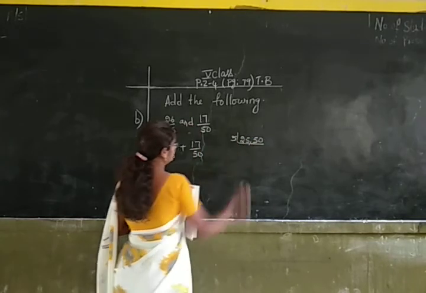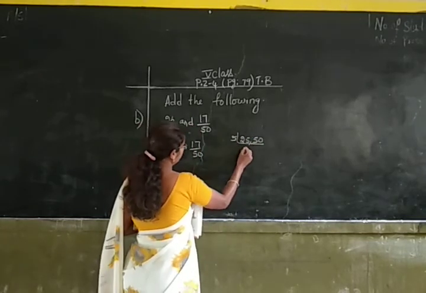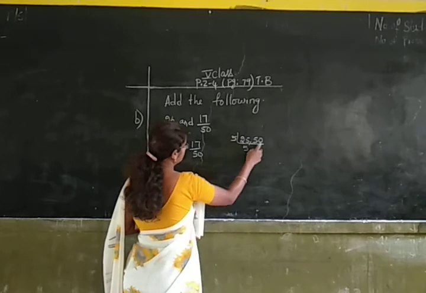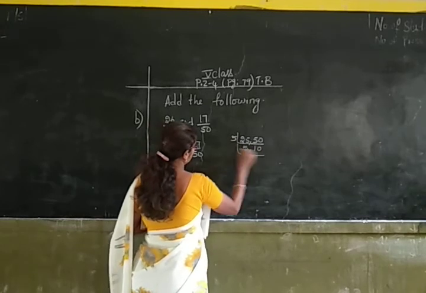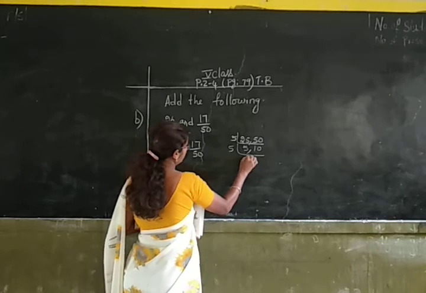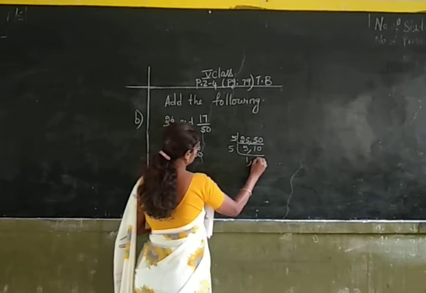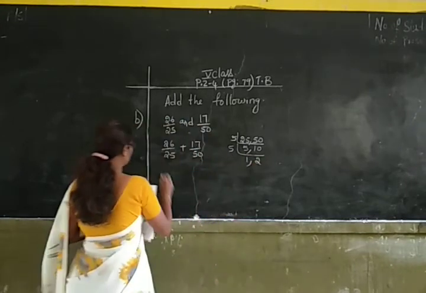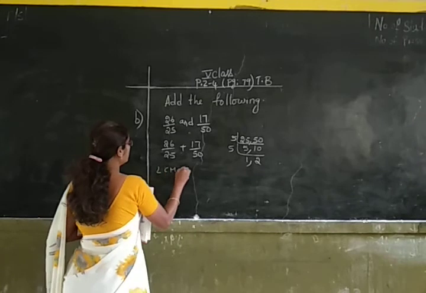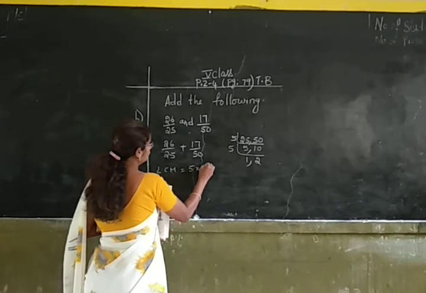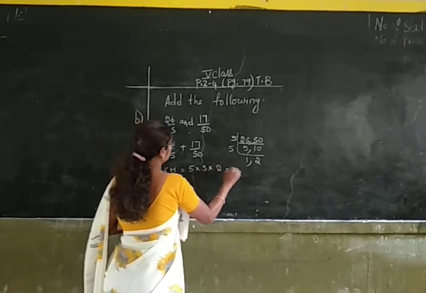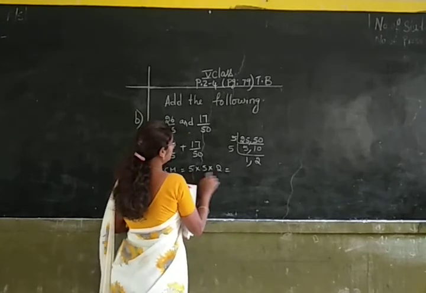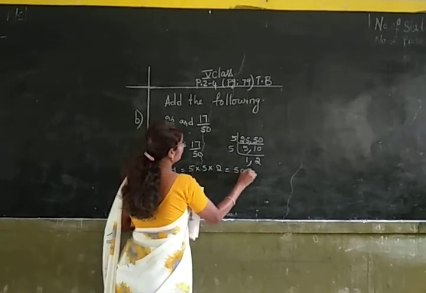Let us take 5 table. 5 goes in 25 5 times. 5 goes in 50 10 times. 5 goes in 5 1 time. 5 goes in 10 2 times. So here the LCM is equal to 5 into 5 into 2. 5 5s are 25. 25 into 2 is 50.